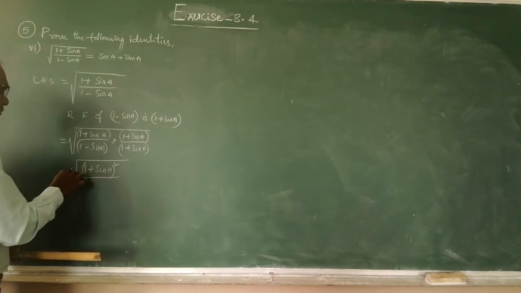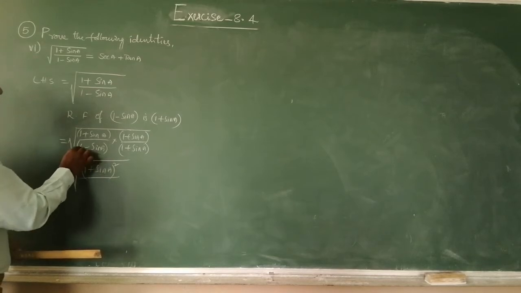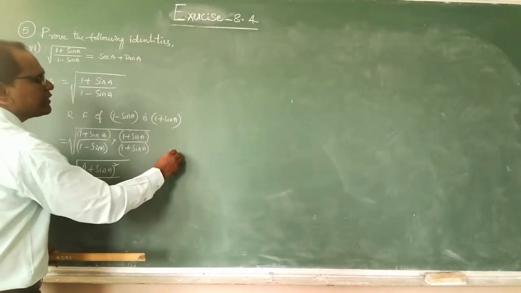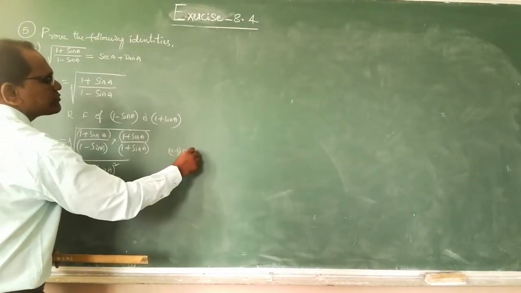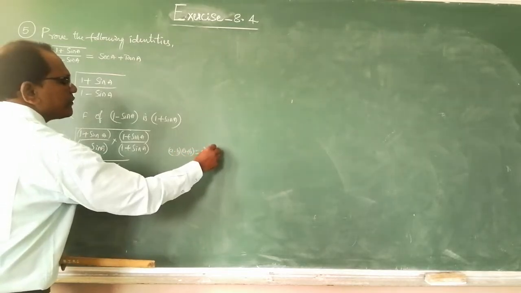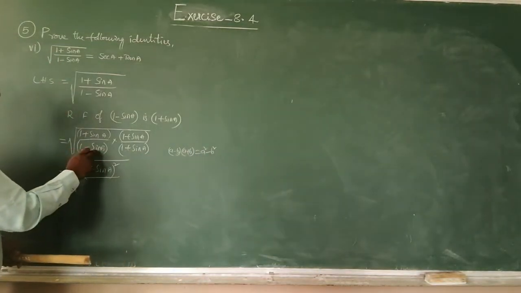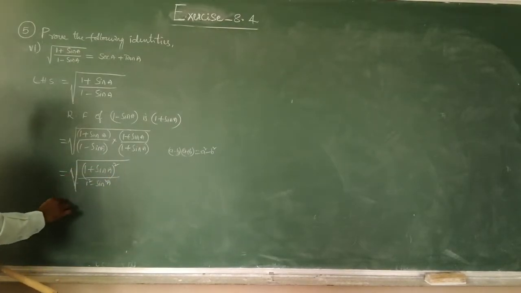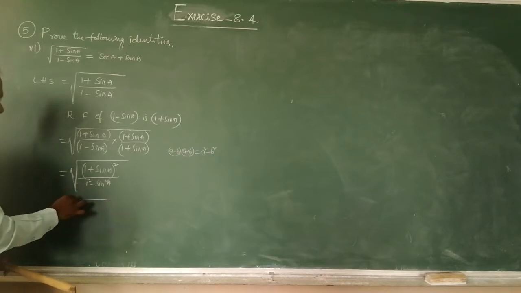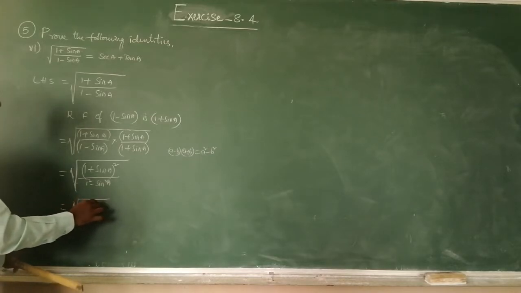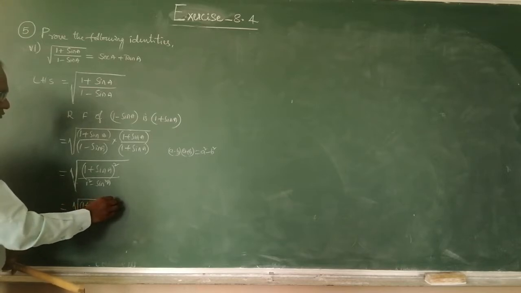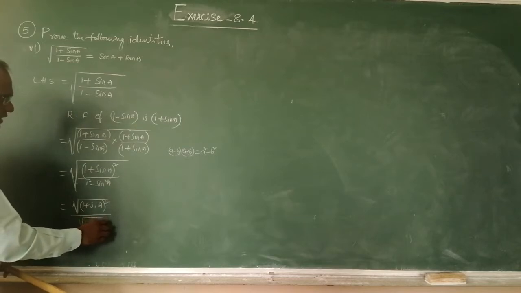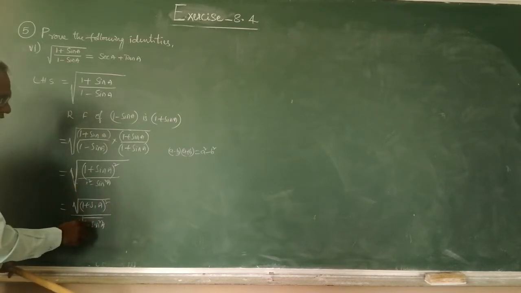Here also we have the square root of the numerator and denominator. In the denominator, 1 minus sin a into 1 plus sin a is of the form a minus b into a plus b, which equals a square minus b square. Here a means 1 and b means sin a. Therefore 1 square minus sin square a. Now we take the square root of the numerator and denominator: 1 plus sin a whole square by the square root of 1 minus sin square a.